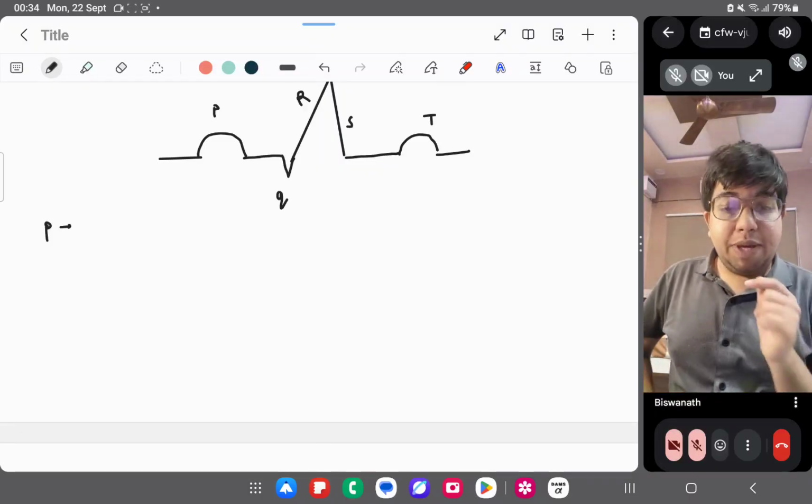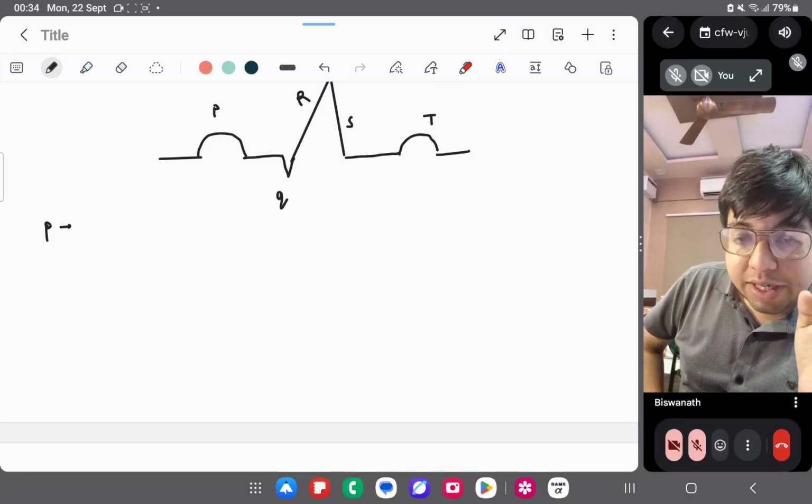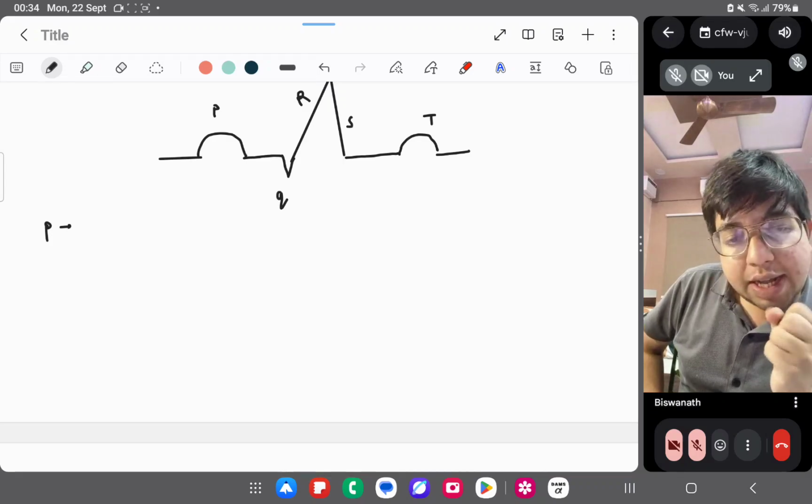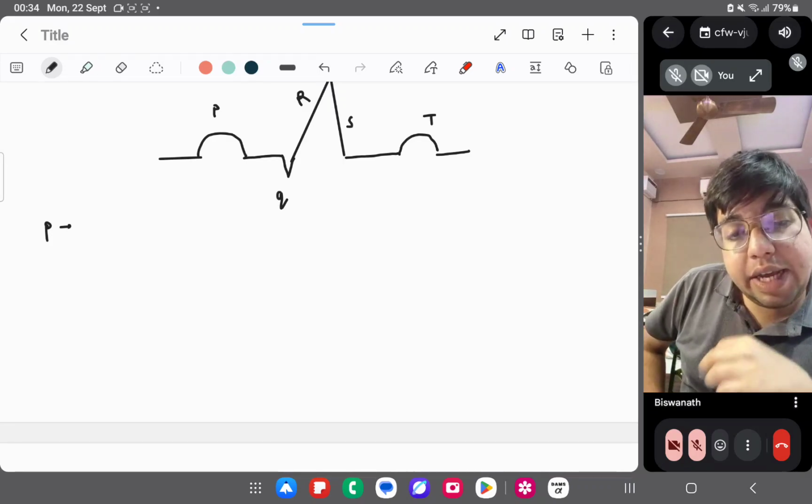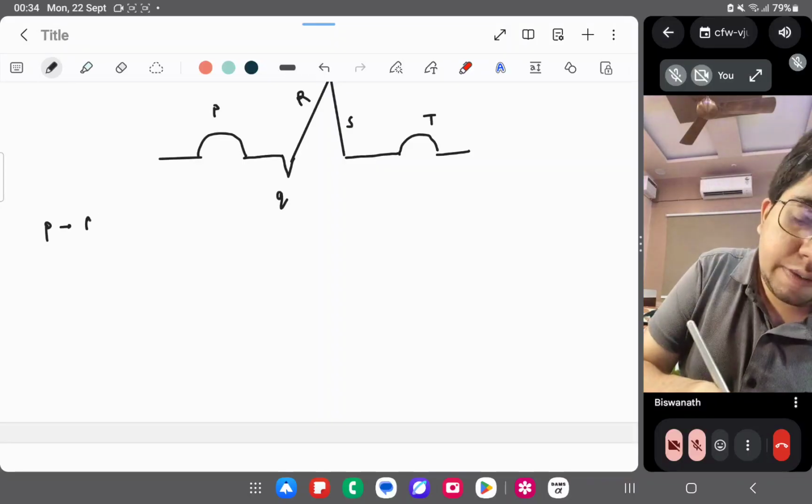So P wave is basically when the impulse originates and there's a contraction of the atria, that is called atrial depolarization. So P wave corresponds to atrial depolarization.